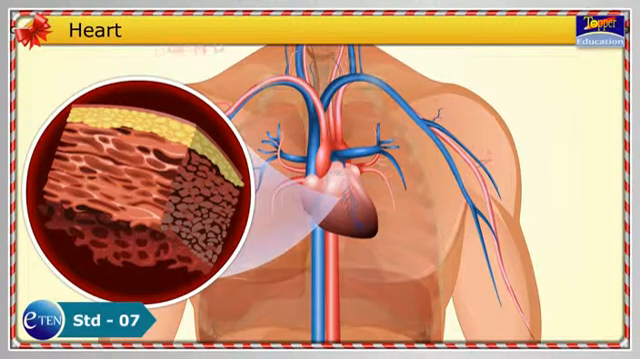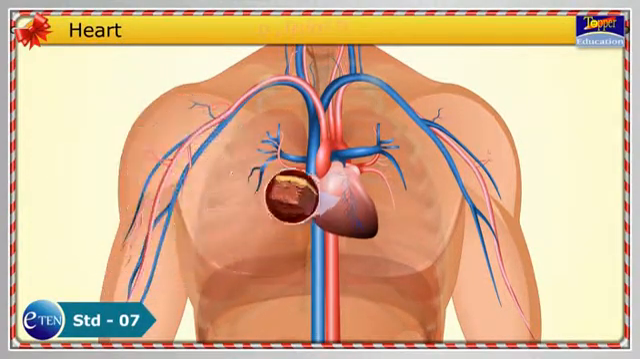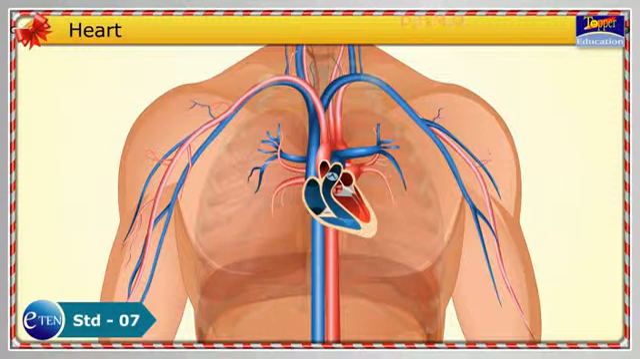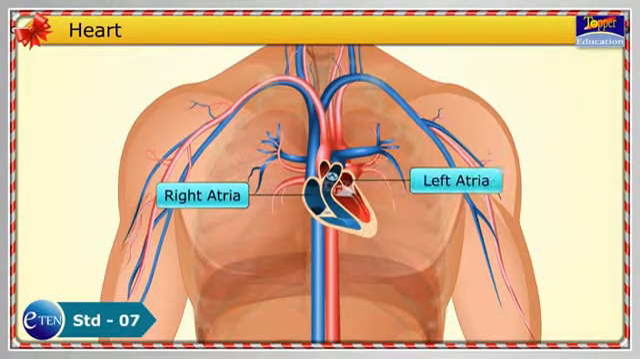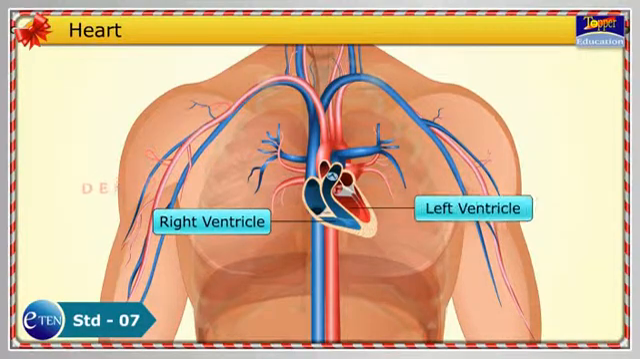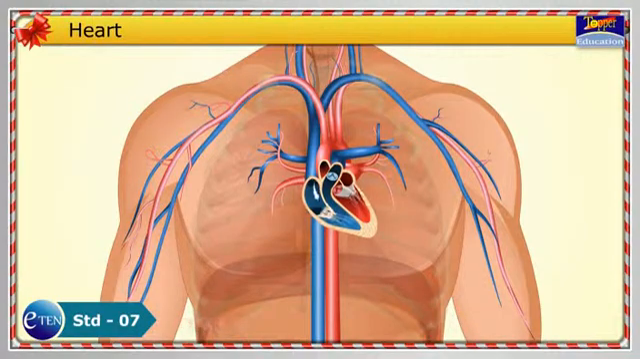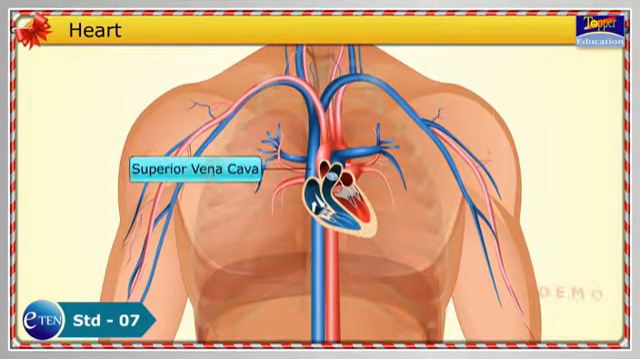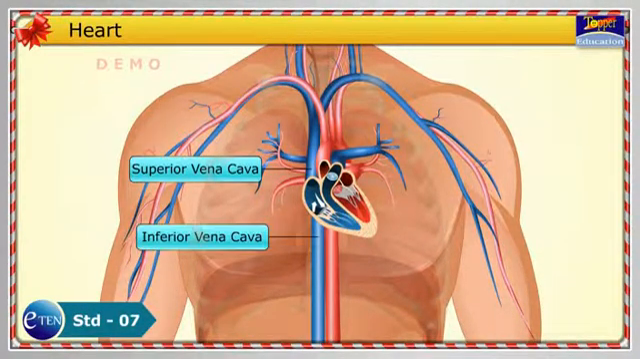The walls of the heart are made up of 3 layers, while the cavity is divided into 4 parts. There are 2 upper chambers called the right and the left atria, and 2 lower chambers called the right and left ventricles. The right atrium, as it is called, receives blood from the upper and lower body through the superior vena cava and the inferior vena cava respectively.